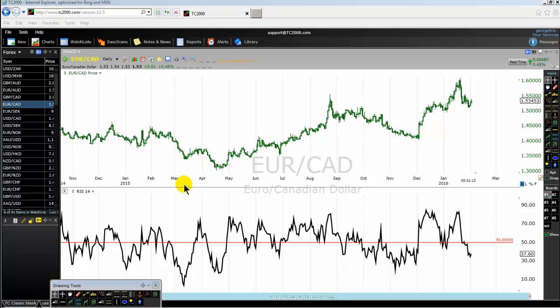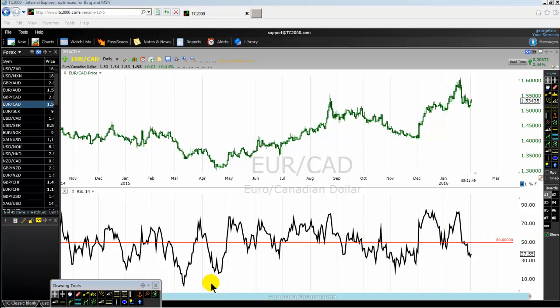Now let's go back a bit to the definition, okay? Comparing the magnitude of recent gain to the magnitude of recent losses. So when the magnitude of recent gains is superior to the magnitude of recent losses, the RSI will be above what? The level of 50. That's the red line on my chart. I'm using the RSI period 14. When the magnitude of recent gain is superior to the magnitude of recent losses, the RSI will stay above the level of 50.